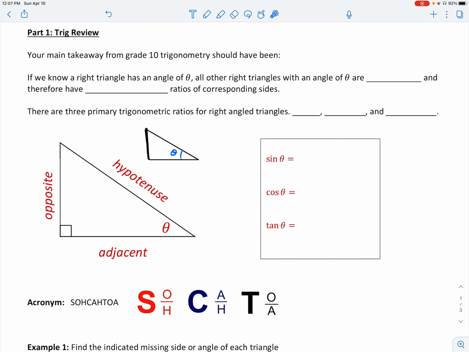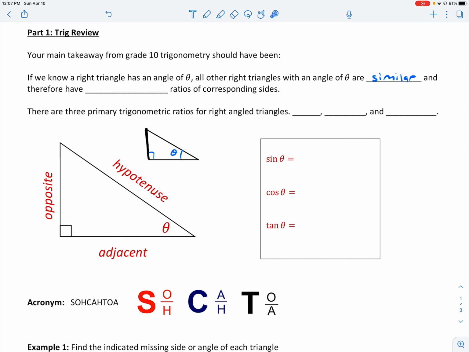So it says if we know a right triangle has an angle of theta, so here's an example of a right triangle, because we have this symbol here, it means there's 90 degrees. It says all other right triangles with the same angle theta, like maybe this one here also has theta and a right angle, are going to be similar. What that means is this triangle has to be similar to this one. Why? Well, because they have the same angles inside. And if they both have 90 here, then this angle needs to be the same too.